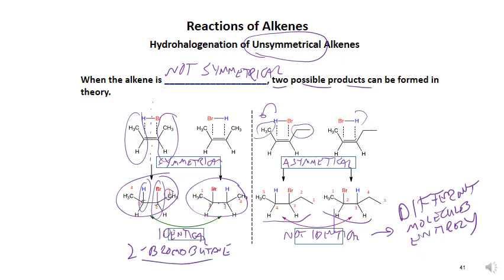They're both the same. Are these the same? Would you name this and this the same? Well, if you counted the longest continuous chain, it's 1, 2, 3, 4, 5. Or 1, 2, 3, 4, 5. So both of these are pentanes, right? So pentane, pentane. And they're bromopentanes.